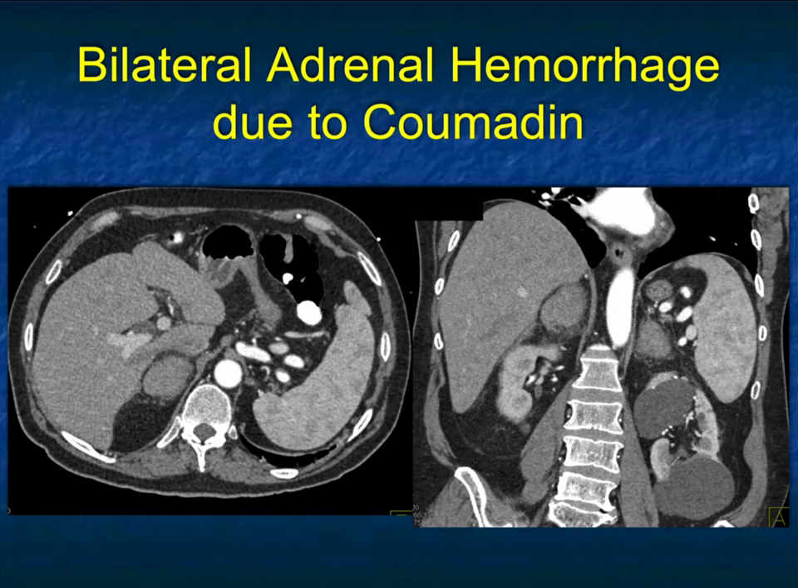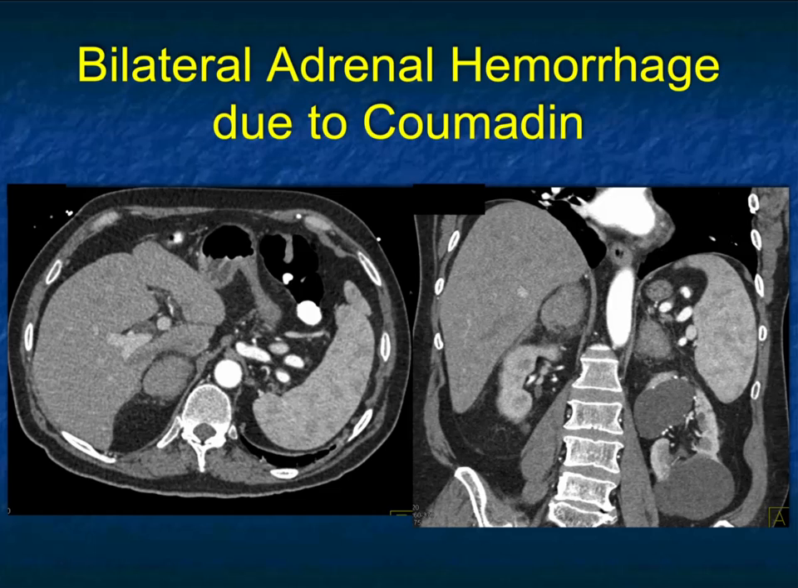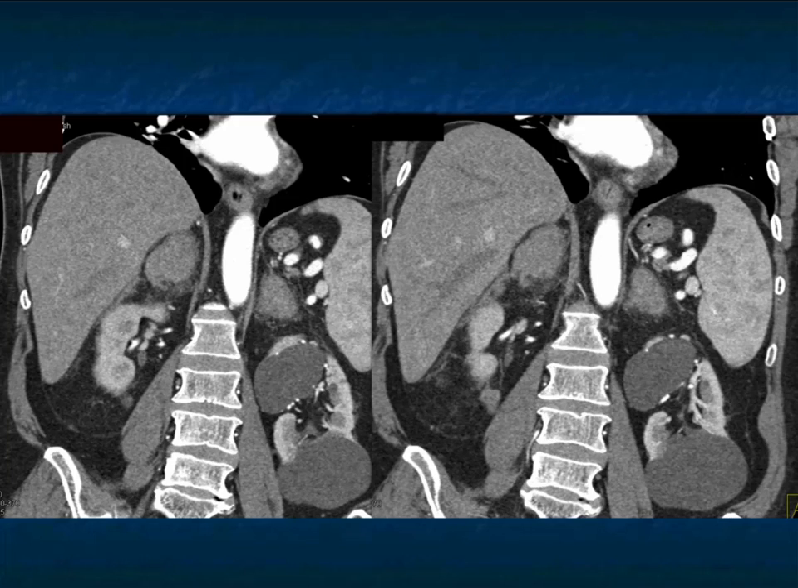So when I see bilateral adrenal lesions, I'm always thinking about Coumadin or some other anticoagulant therapy. Here it is very nicely shown bilaterally on the coronal views. So a very, very nice example of bilateral adrenal hemorrhage.